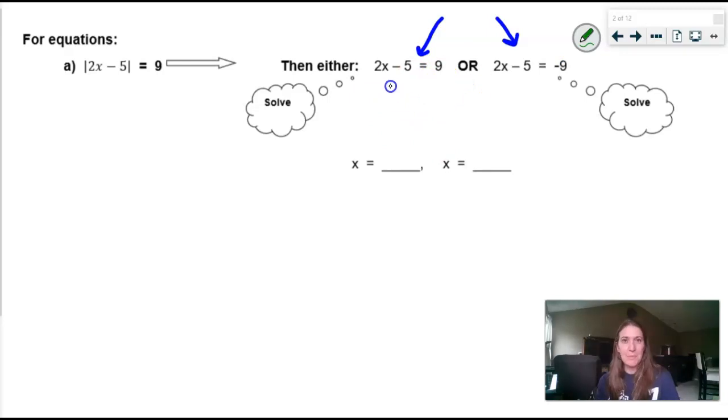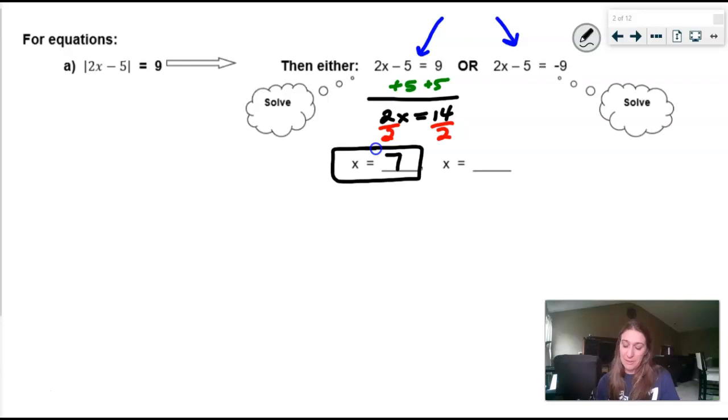You're going to solve. So I'm going to add 5 to both sides of the equation here. And then we end up with 2x equals 14. And then we're going to divide both sides by 2. And I wish I had more space to write. I apologize. So x equals 7. So that's one solution. And we're going to do something very similar over here. We're still going to add 5. But because we started with a different solution, instead of 9, it was now negative 9, you're going to get a different solution. So 2x equals negative 4 when you add those up. And then divide both sides by 2. And you get x equals negative 2.